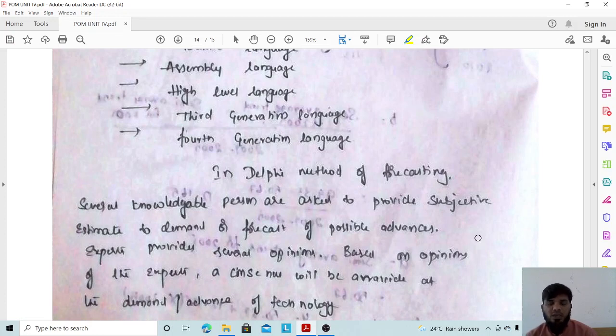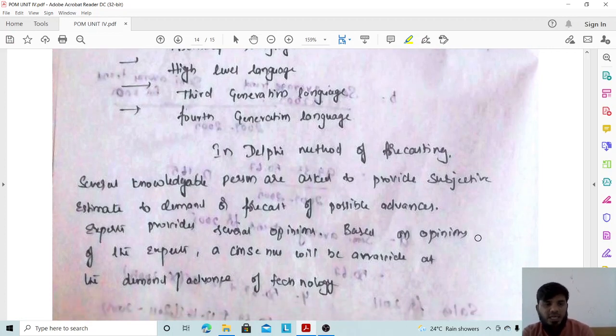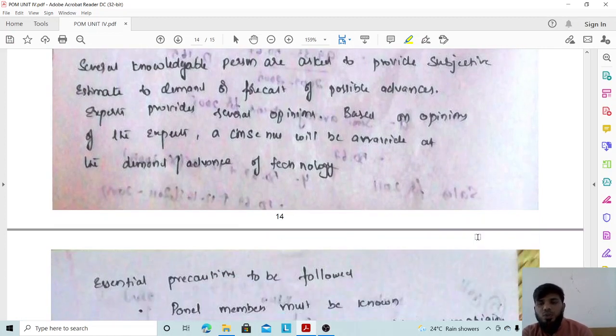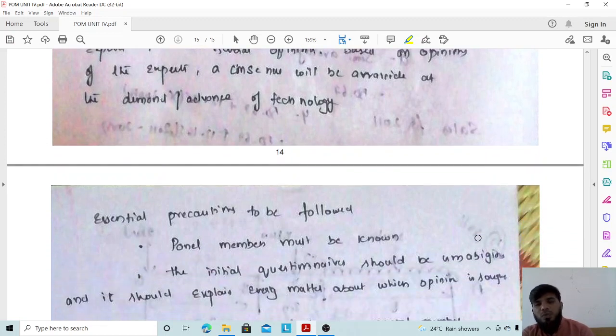To avoid that, what we generally do is make the people of all departments sit together and give different opinions. The subject experts will be giving different opinions. Based on their opinions, whichever possibilities are there as per the advancement of technologies, those inputs will be taken from the experts and we will be able to forecast the future of the product.